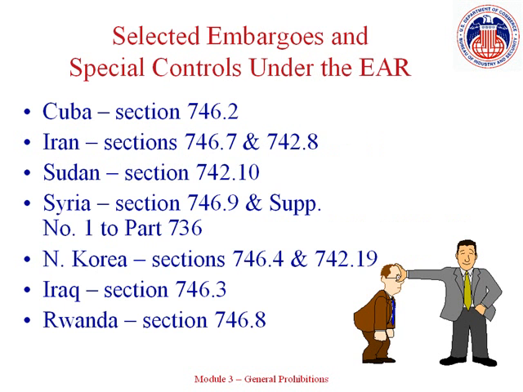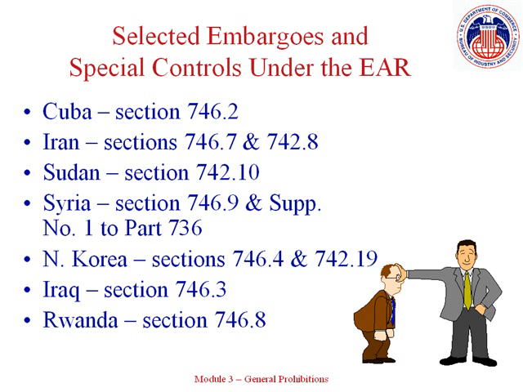Cuba, Iran, and Sudan are subject to comprehensive embargoes, meaning virtually all exports require a license to these destinations. Syria and North Korea are sanctioned, and most exports require a license with limited exceptions relating to food and medicine. Rwanda and Iraq are subject to limited arms embargoes that create license requirements for certain items, such as military parachutes, which are found on the CCL.